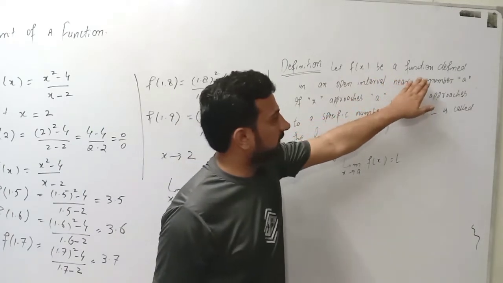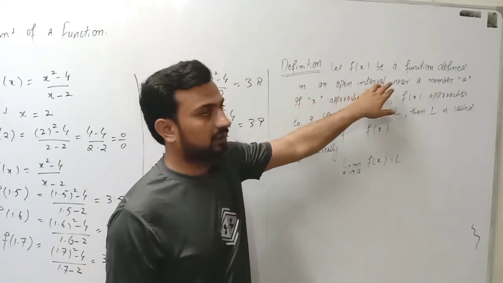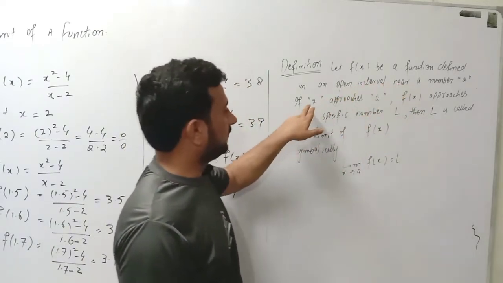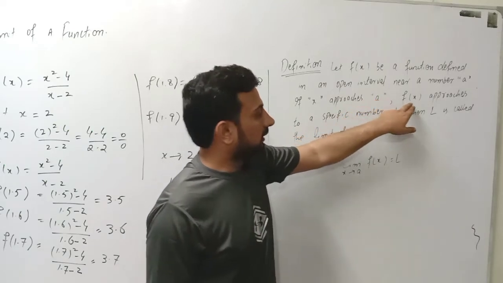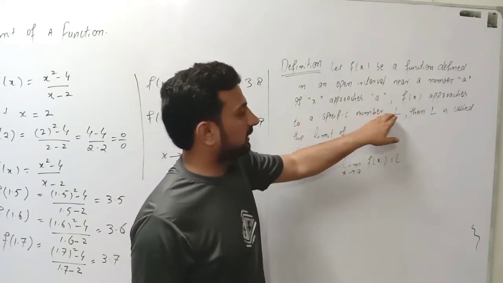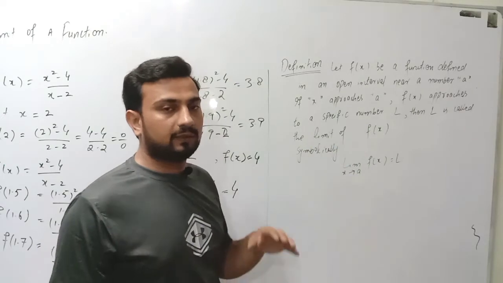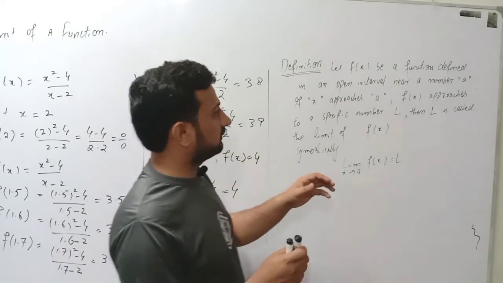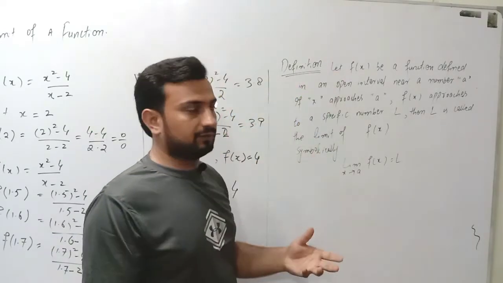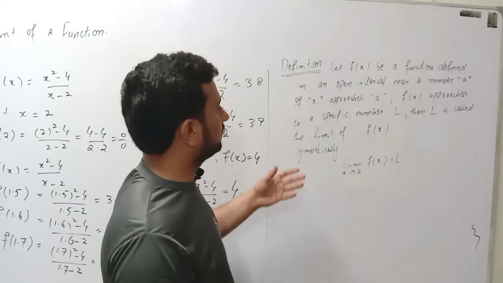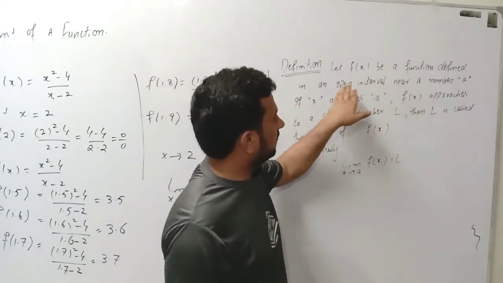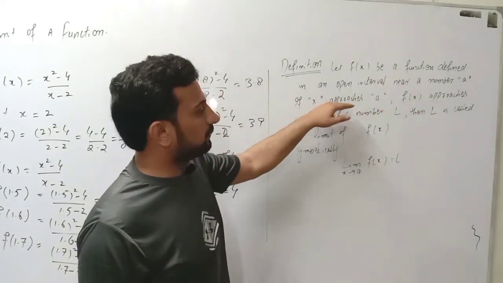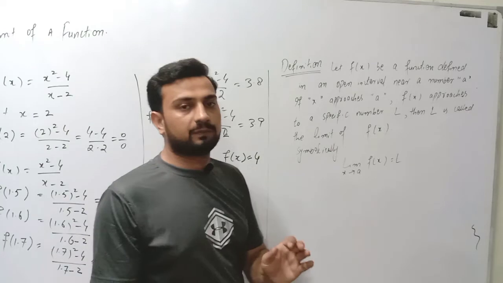So let f of x be a function defined in an open interval near a number a. f of x is a function and is defined in an open interval. If x approaches a, f of x approaches a specific number L, then L is called the limit of a function. So this is the formal definition of a limit of a function. So what does that mean? f of x is a function. We can choose any function, and it is defined in an open interval near a number a. If x approaches a, f of x approaches a specific number L.